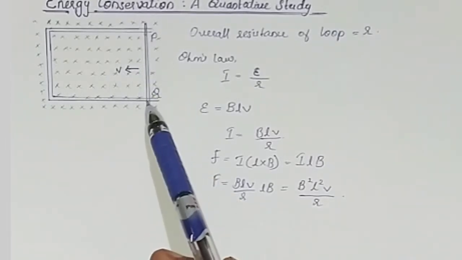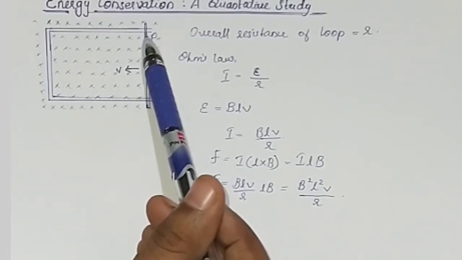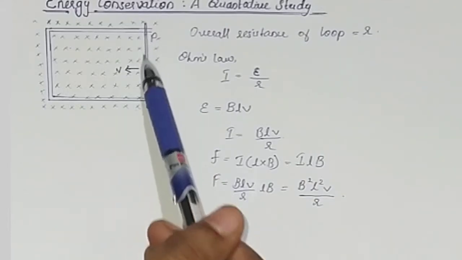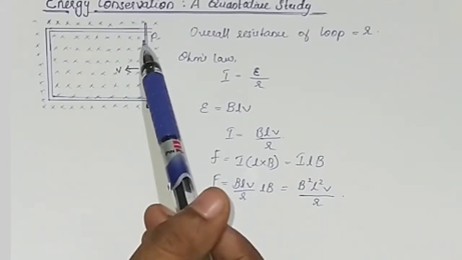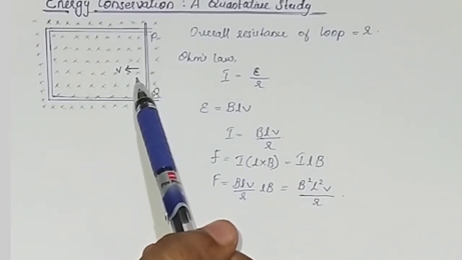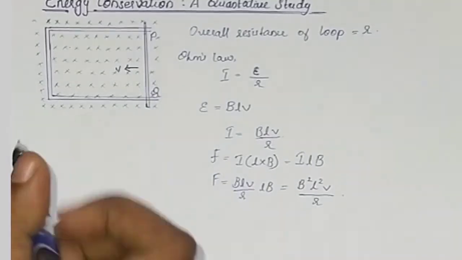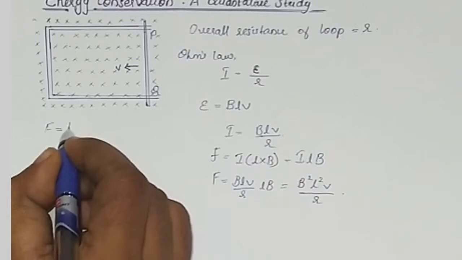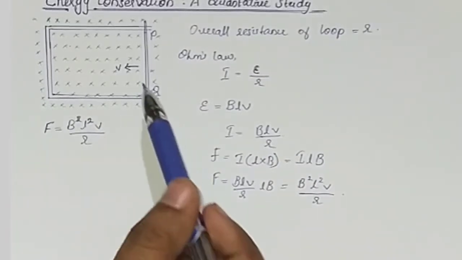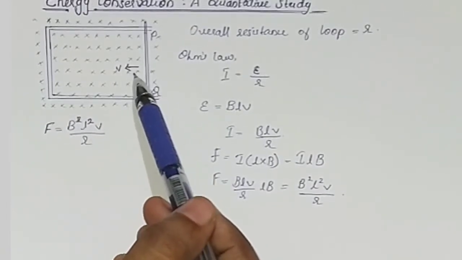So our case is a rectangular conductor placed in a uniform magnetic field, and the movable arm PQ is pushed with a velocity V. Due to the drift velocity of the electrons in this arm, an induced current is generated, and consequently the current carrying arm PQ, which is in the magnetic field, experiences a magnetic force given by F = B squared L squared V by R.